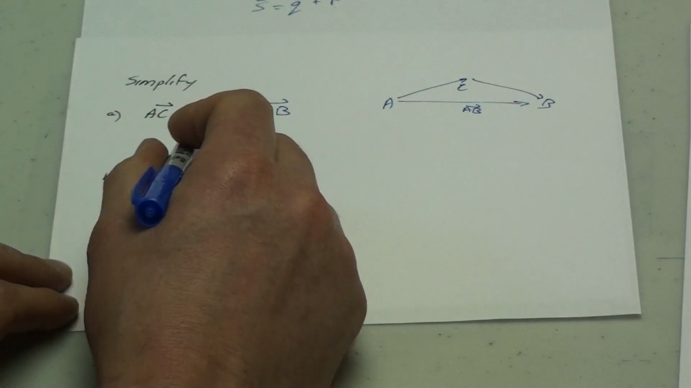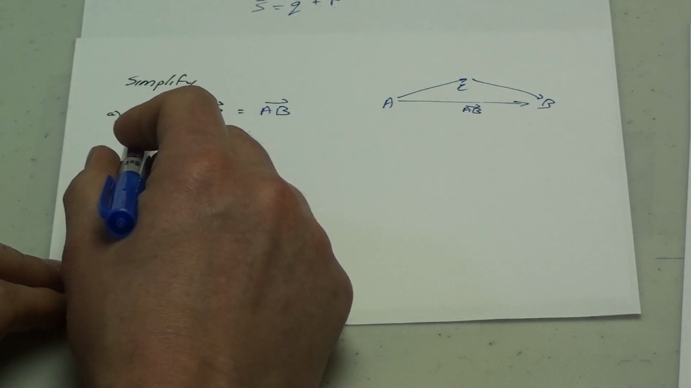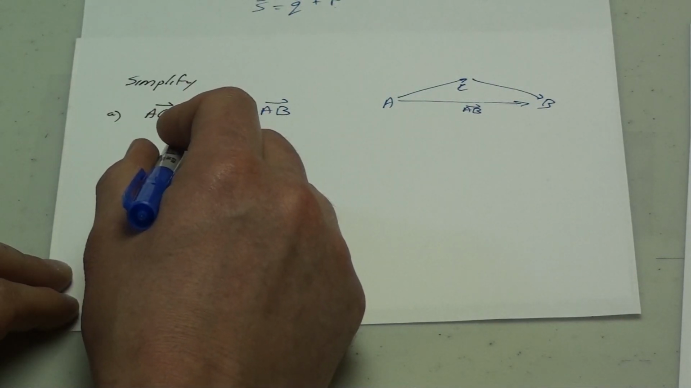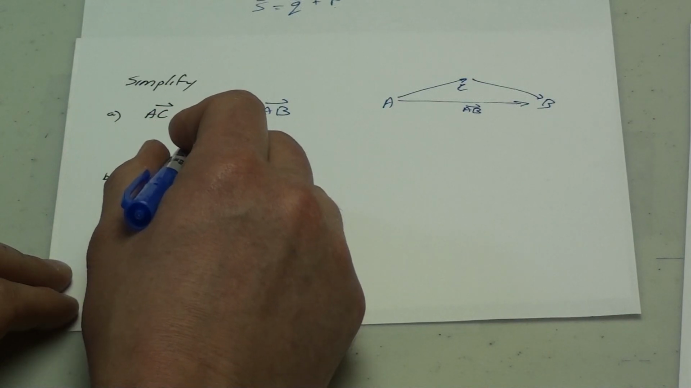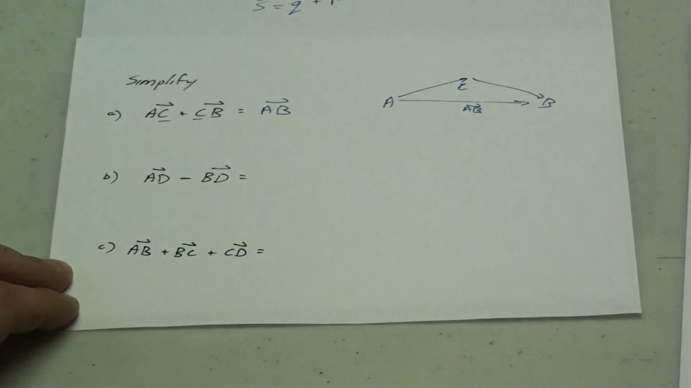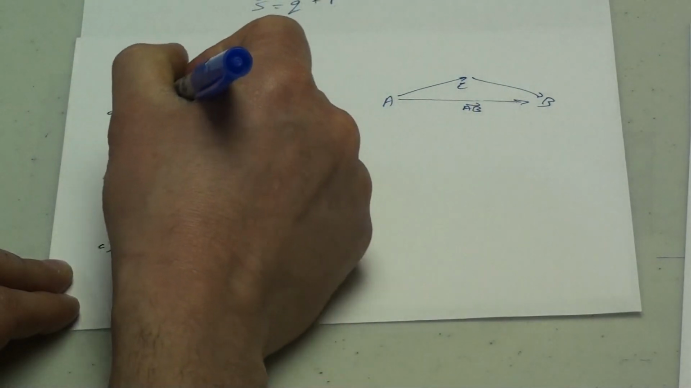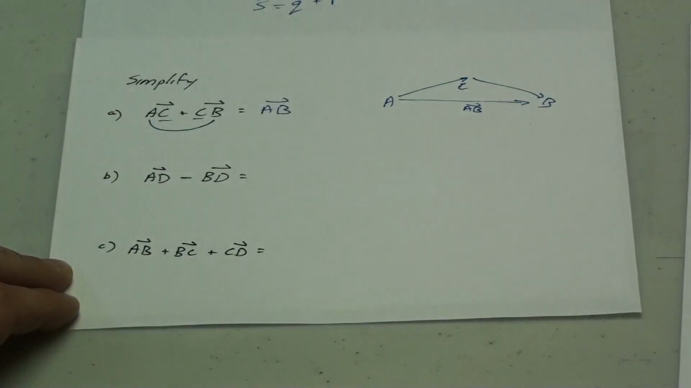Notice how they have a common point between them. Vector AC started at A, ended at C. Then vector CB started at C, ended at B. The C is common between them. So therefore the solution is vector AB.